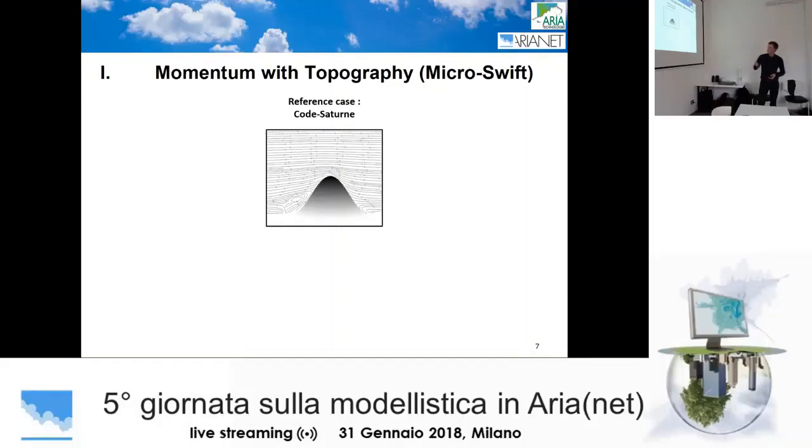Well, so we have implemented this last year, and we tried it on several cases. The reference case for the development was a Code Saturn simulation. Code Saturn is a full CFD model implemented by EDF, the French company Électricité de France. And on this test case, we have a hill, of course, and we have a flow from east to west.